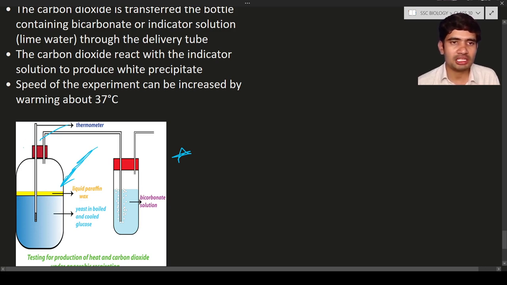You can measure the heat increase with a thermometer. Along with that, carbon dioxide will be produced. The carbon dioxide will travel through the sides of the paraffin wax, enter the delivery tube, and move into another test tube containing bicarbonate solution. This bicarbonate solution will react with the carbon dioxide and give rise to a milky white appearance. So it is an indication for the presence of carbon dioxide.